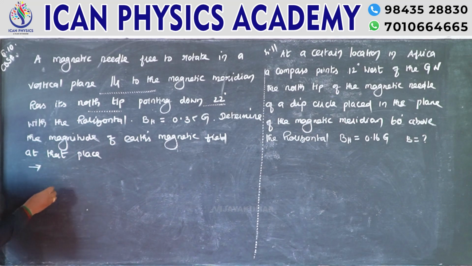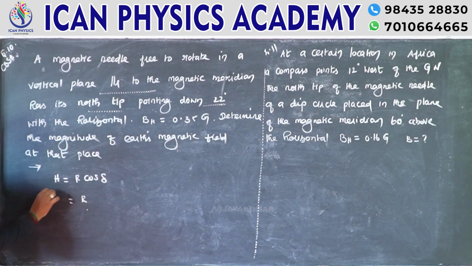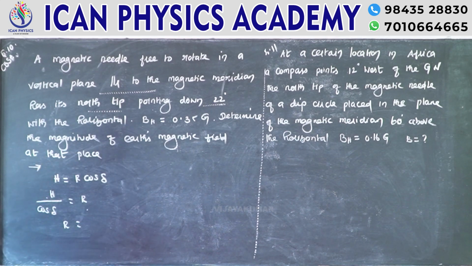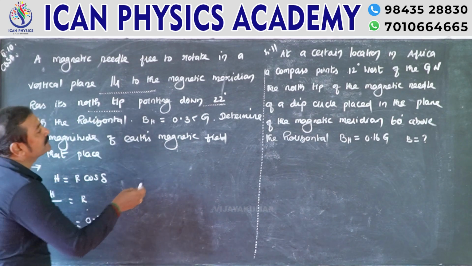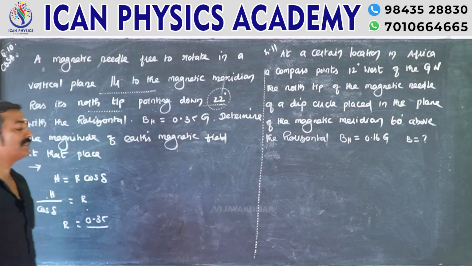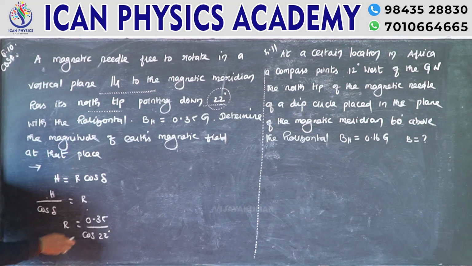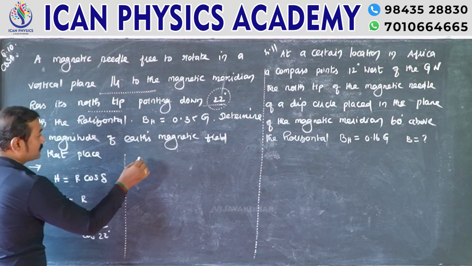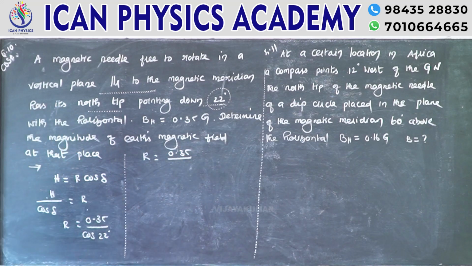Okay. So how can we calculate? That is H equal to R into cos del. Then R equal to H by cos del. So that is H, the horizontal component of Earth's magnetic field. That is 0.35 divided by cos del. So what is the value of cos del? So the angle is 22 degree. That is cos 22 degree. Now, what is the value of cos 22? That is R equal to 0.35 divided by cos 22.